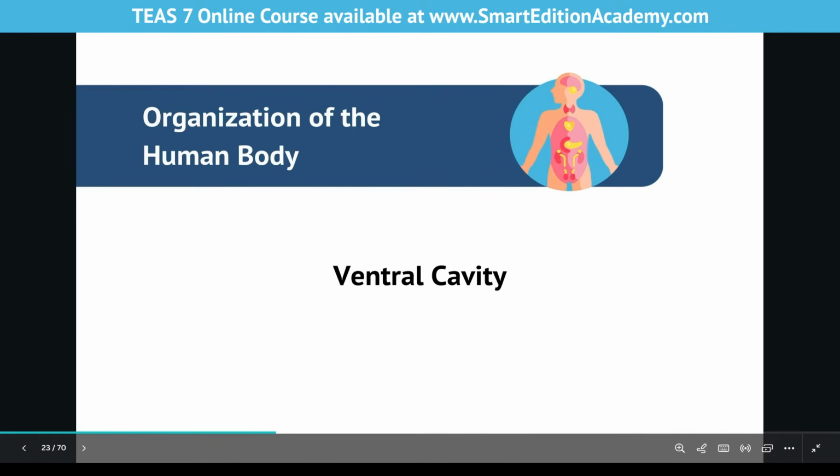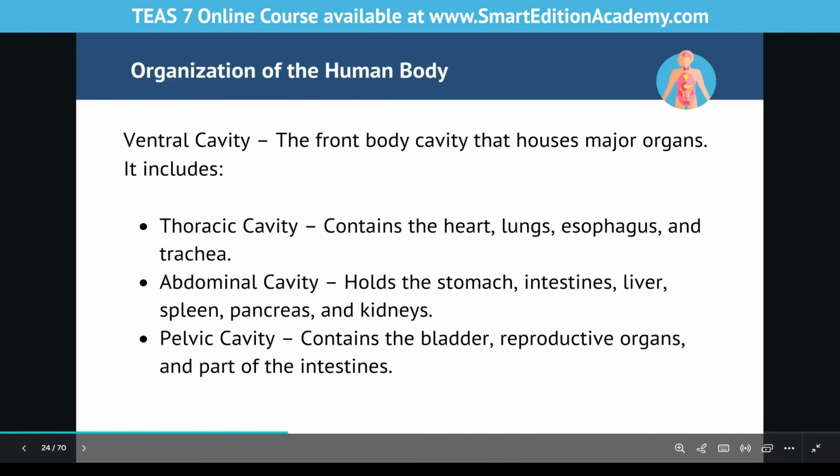What is the ventral cavity? The ventral cavity is the one in the front body that houses major organs. It also will include things like your thoracic cavity, the abdominal cavity, and the pelvic cavity.